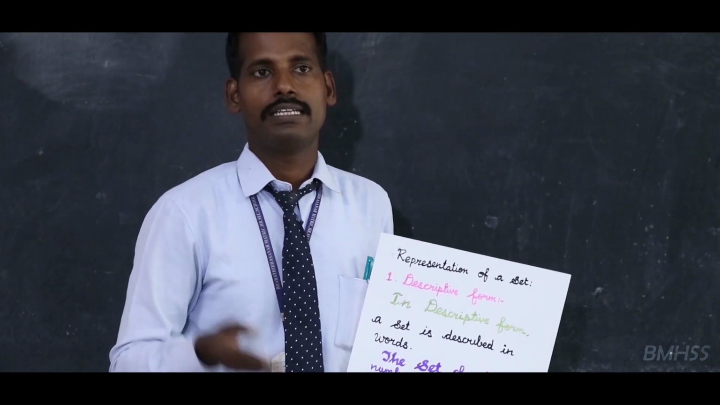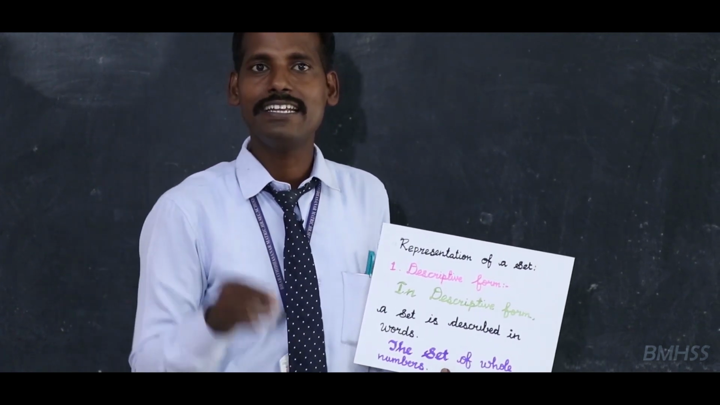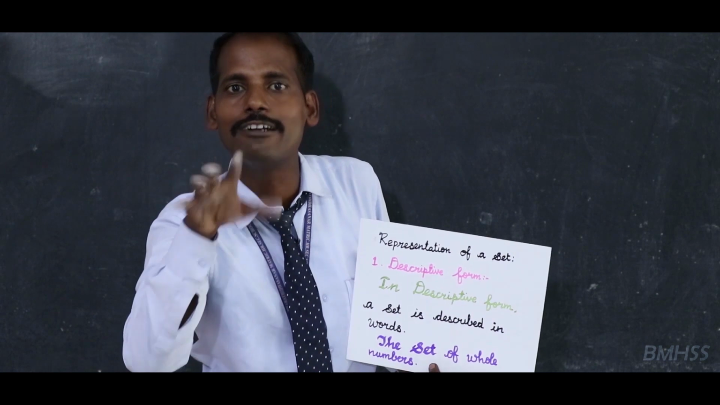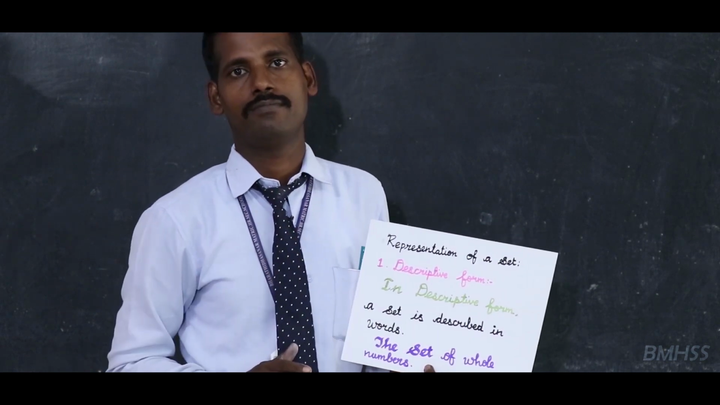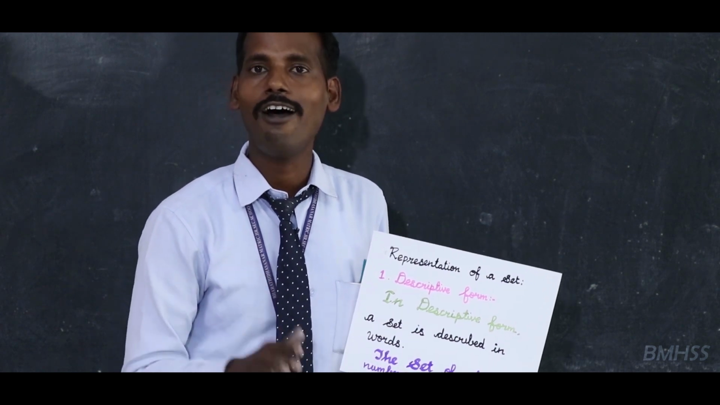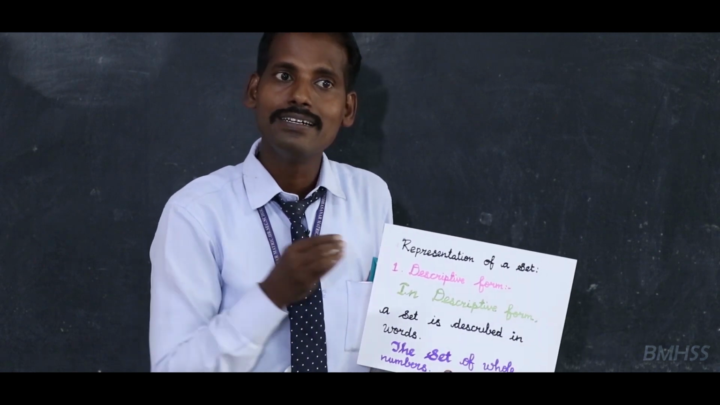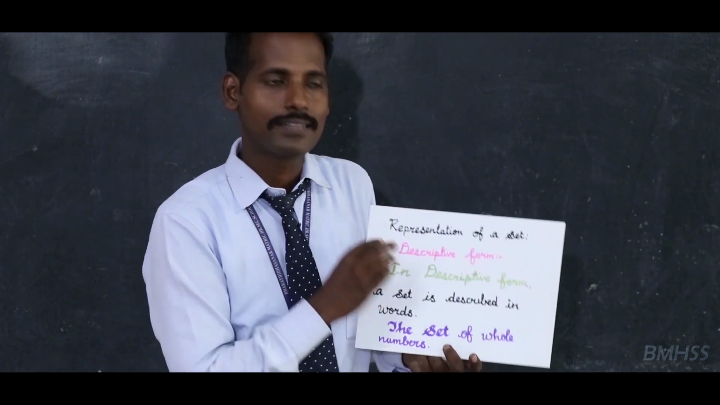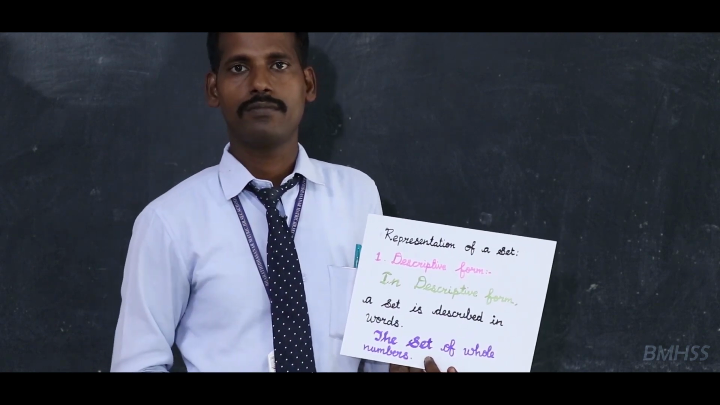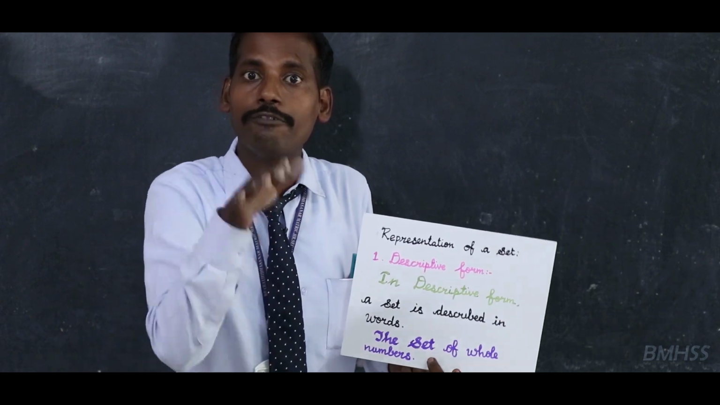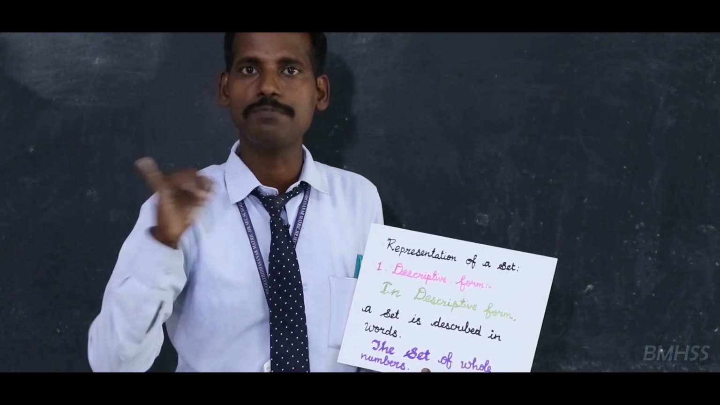Okay. So another one, the set of all natural numbers less than 10. It is described in words, so it is also descriptive form. The set of all even prime numbers, only 2, because in descriptive form it is in words. So a set described in words is called descriptive form. This is one type of set.